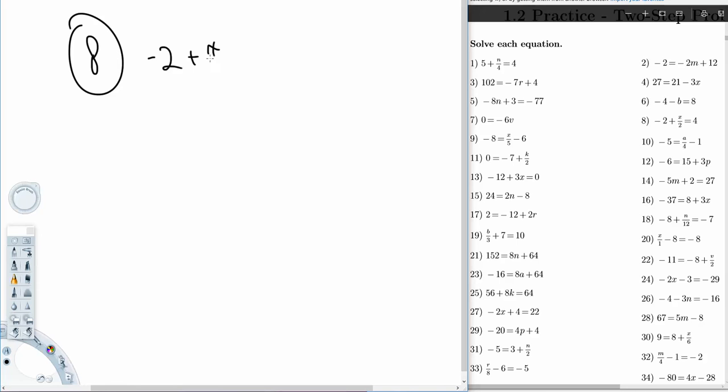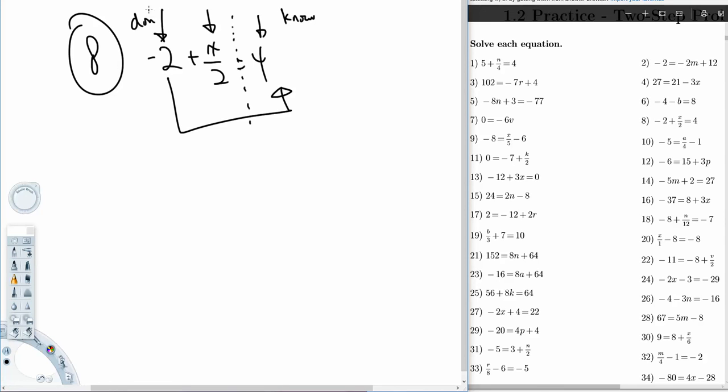-2 plus x over 2 equals 4. Divide our equation into 2 at the equal sign. We know what this is. We don't know what this is. We know what this is. What's going on here? Well, we want to get rid of this stuff and put on the side that we know. And this is what we don't know. This is the side we don't know.